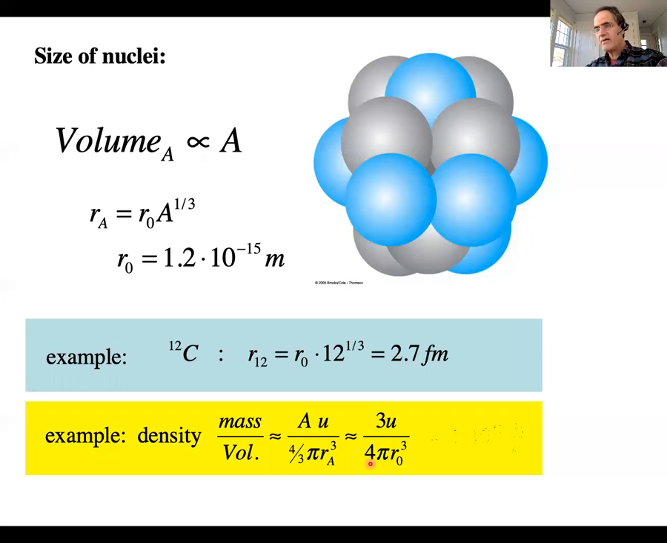If you've worked that out, you should have found that the density of an atomic nucleus is about 2 times 10 to the 17 kilograms per meter cubed. This is about 200 trillion times the density of water. Another way to think of it is it's about 1,000 aircraft carriers per cubic centimeter. It's a fantastically high density. And it comes about because all the mass of an atom is concentrated in this tiny, tiny object.